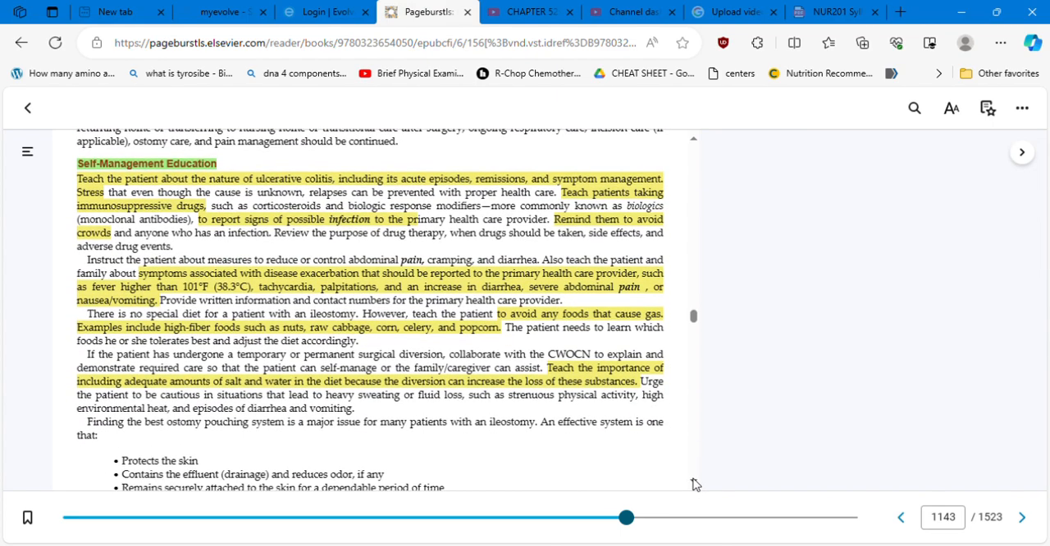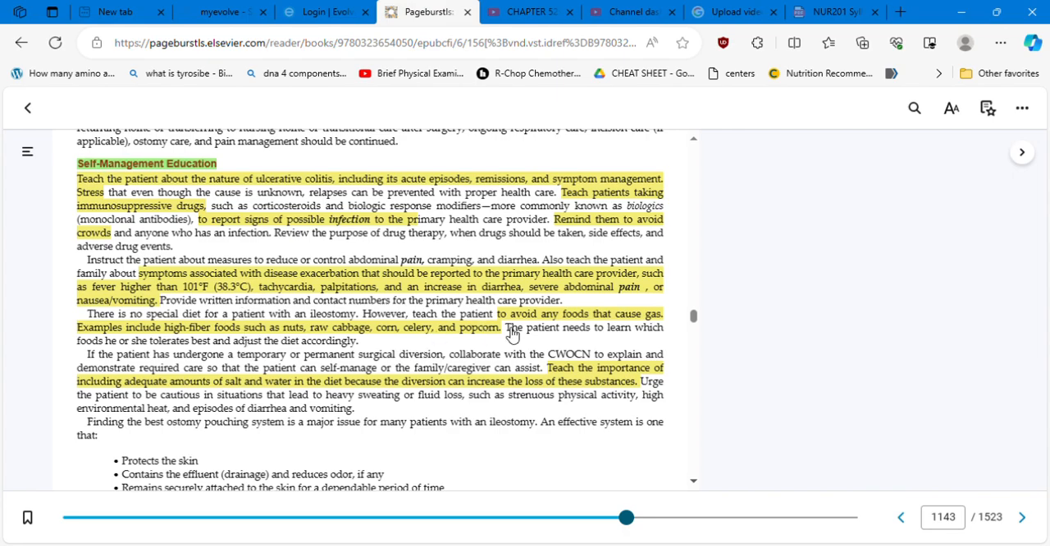Teach the patient about the nature of colitis, including its acute episodes, remissions, and symptoms management, stress. Teach patients taking immunosuppressive drugs to report signs of possible infection to the primary healthcare provider. Remind them to avoid crowds. Symptoms associated with disease exacerbation that should be reported to the primary healthcare provider, such as fever, tachycardia, palpitations, an increase in diarrhea, severe abdominal pain, or nausea or vomiting.